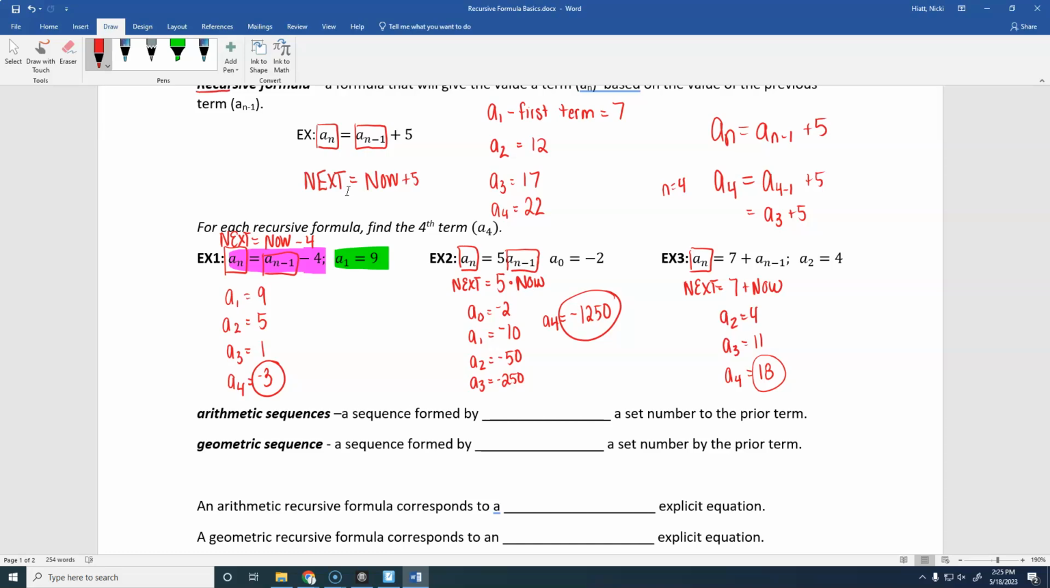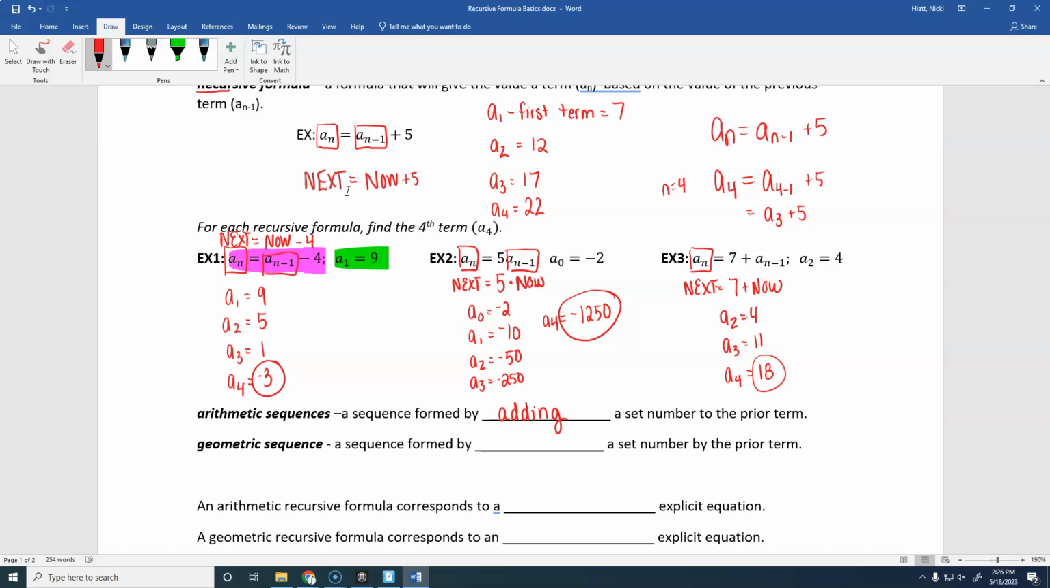Okay, a couple terms. I don't know if you'll see these on the exam, but we're going to throw them in here anyway. I know they definitely sometimes show up on ACT. You got arithmetic sequences and geometric sequences. Arithmetic sequences are a sequence formed by adding a set number to the prior term.